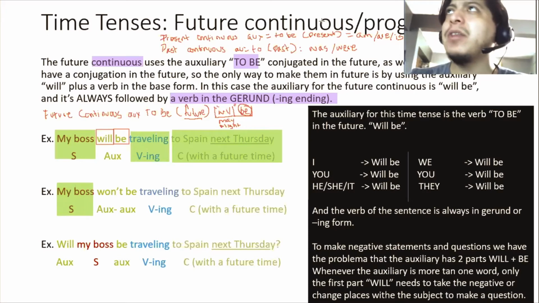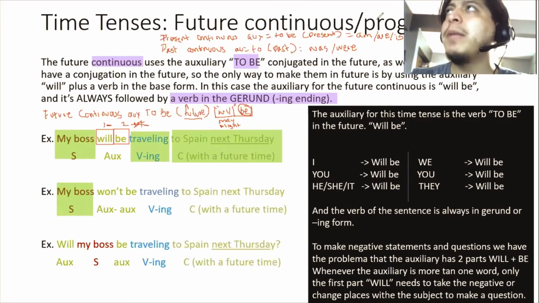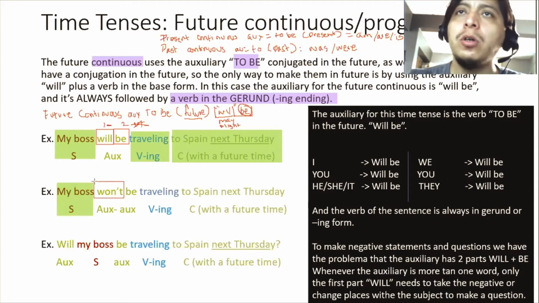If I want to make a negative, normally my auxiliary takes the negative, but I will not say my boss will be not or will bond. I never say that. What I need to do is, I have 1 and 2. I have 2 parts. When I want to make a negative, only the first part takes the negative. So I don't say my boss will be not. I say my boss won't. The first part takes the negative and the second part of the auxiliary remains normal.